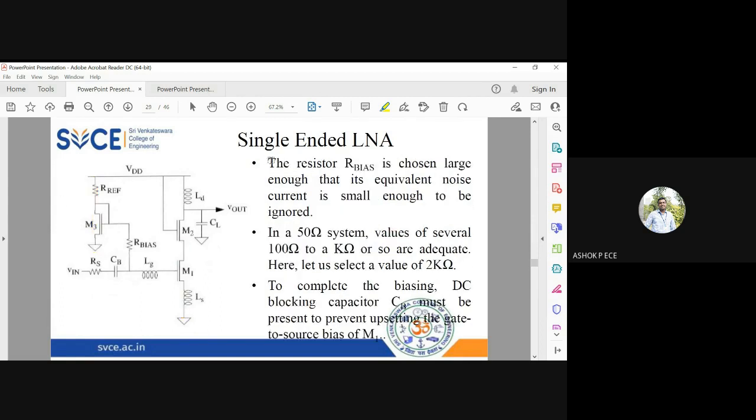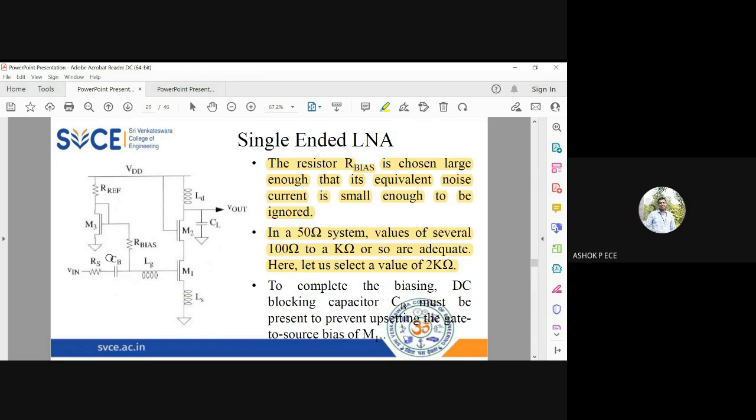The resistance R bias is chosen in such a way that the noise can be reduced. Already the gate current is very, very small in a MOSFET, and because of adding resistance, thermal noise and other noises will increase. So we choose the value of R bias to be large so that this noise can be minimized. The typical value is 2 kilo ohm. By designing R bias at 2 kilo ohm, they say that the noise can be minimized.